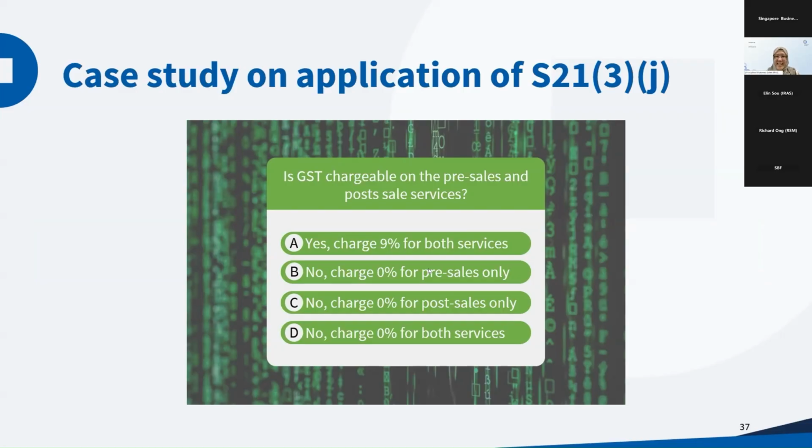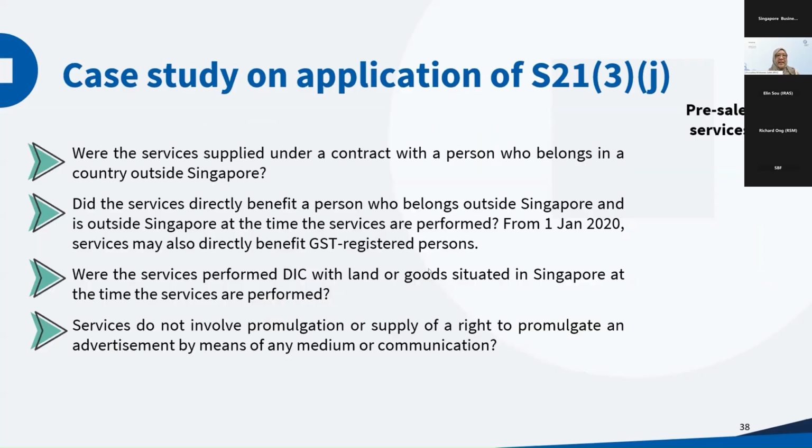Priscilla, perhaps we can show the answer. Okay, the correct answer is that zero rating can only apply to pre-sales services. We will go through the details of why this is so. The set of conditions under 21(3)(j) will apply for both pre- and post-sales services, so we go through them one by one. First, we go through pre-sales, then we will go through post-sales.